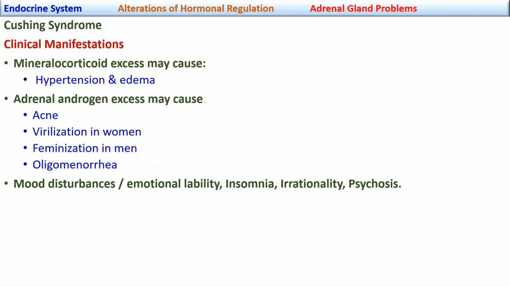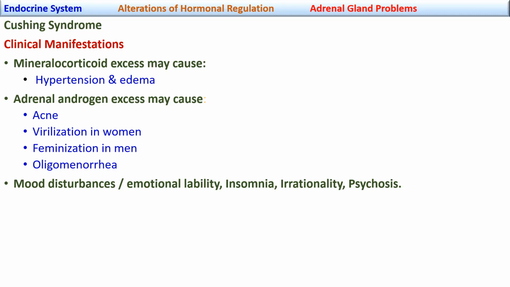Other manifestations in patients with Cushing syndrome would be the mineralocorticoid excess, which will lead to hypertension and edema, and that's from fluid retention and sodium retention and loss of potassium, but mostly here because of the fluid retention and sodium retention.